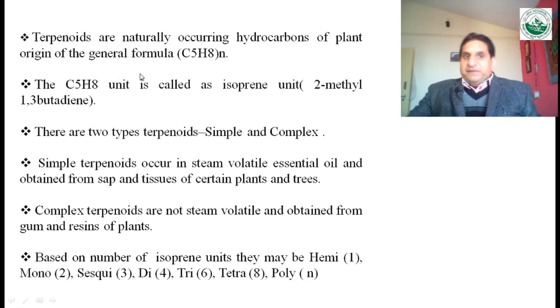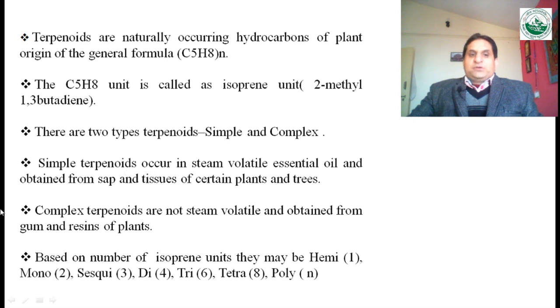So these are the definitions of the terpenoids. Terpenoids are naturally occurring hydrocarbons of plant origin having the isoprene unit, and on the basis of the number of isoprene units, they may be hemiterpenoid, monoterpenoid, sesquiterpenoid, diterpenoid, triterpenoid, tetraterpenoid, and polyterpenoid. And these terpenoids may be of two types. The first one is simple and the second one is complex.